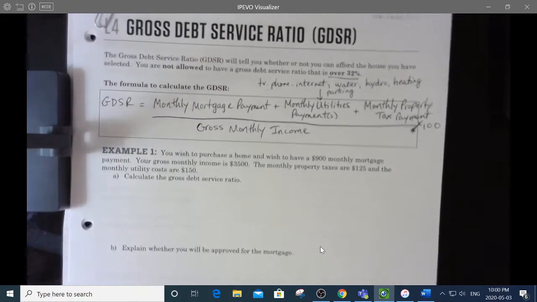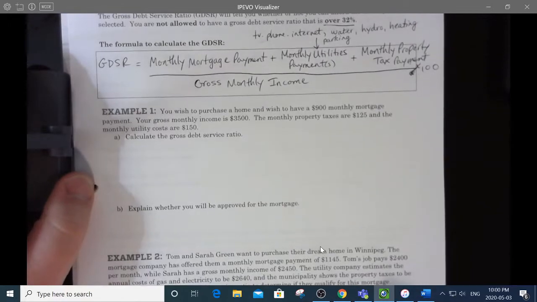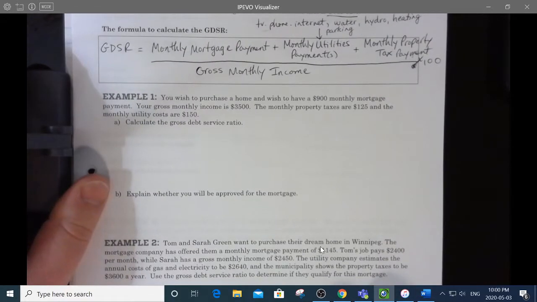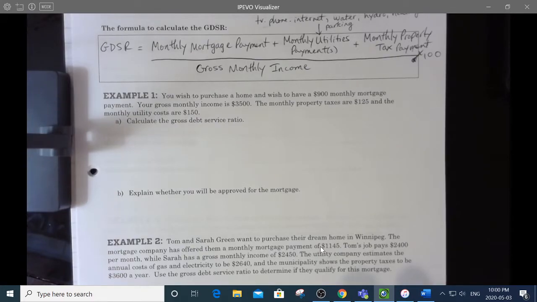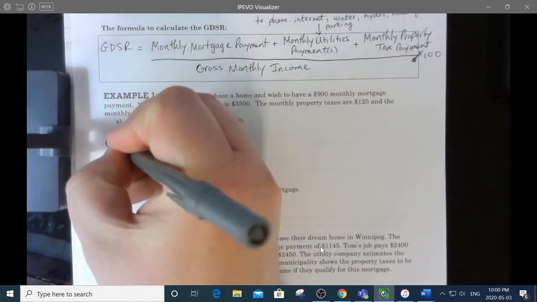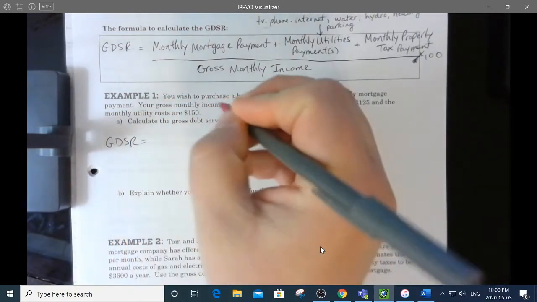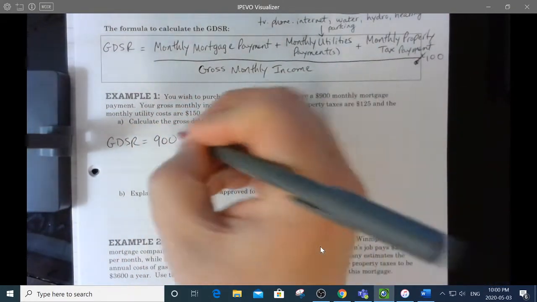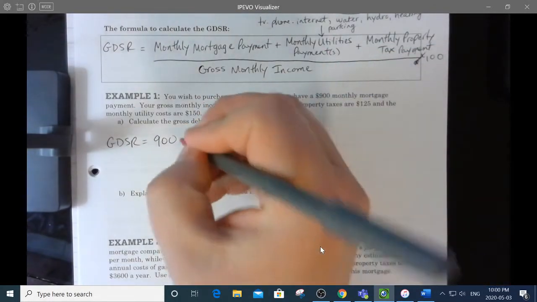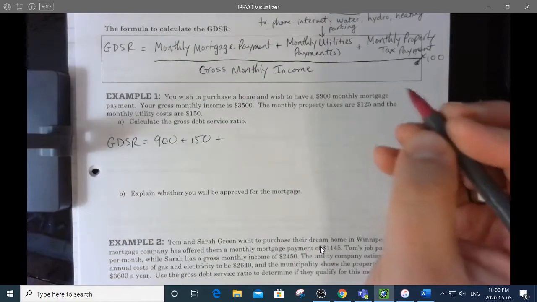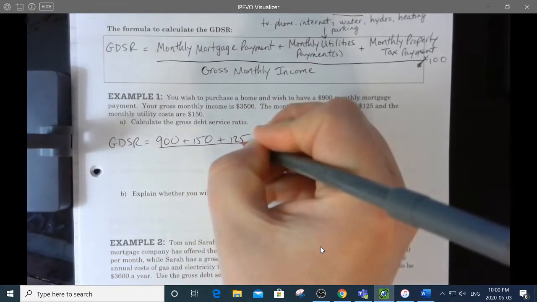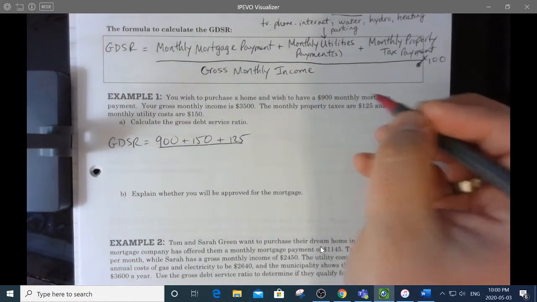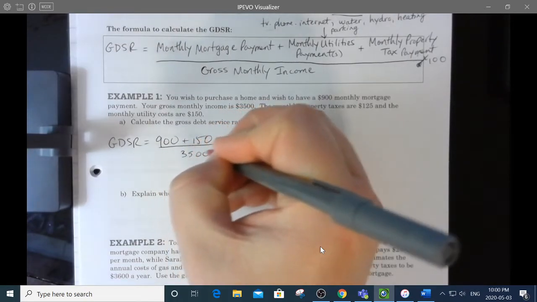So, example 1, you wish to purchase a home and wish to have a $900 monthly mortgage payment. Your gross monthly income is $3,500. The monthly property taxes are $125 and the monthly utility costs are $150. So, my GDSR is $900 for the monthly mortgage payments plus the utility costs, which are $150 per month, plus $125 per month for the property taxes, all divided by the monthly income for this person, which is $3,500.